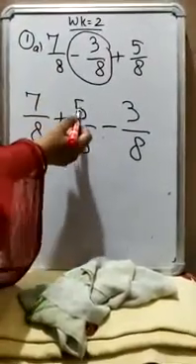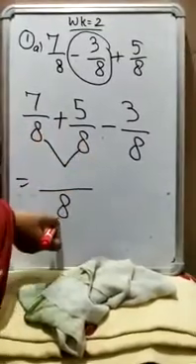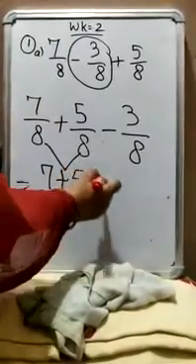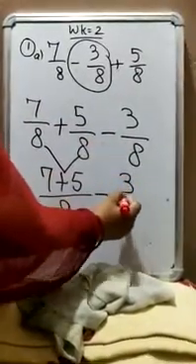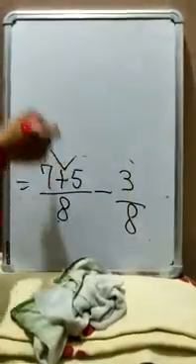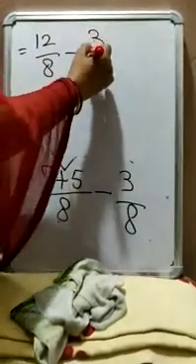7 by 8 plus 5 by 8. So take the LCM, same denominator, write down the 8 and then add the numerators as they are, 7 plus 5. Now write down this minus sign, then write down this 3 by 8. So let us solve it. 7 plus 5 equals 12 by 8 minus 3 by 8.